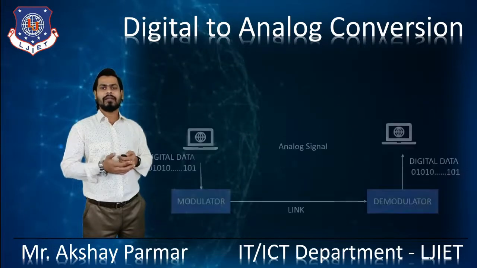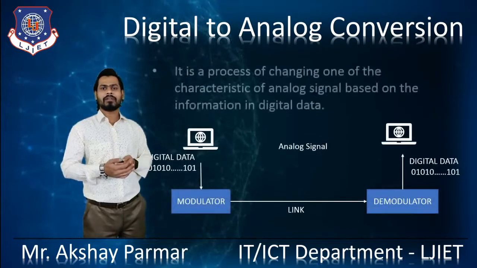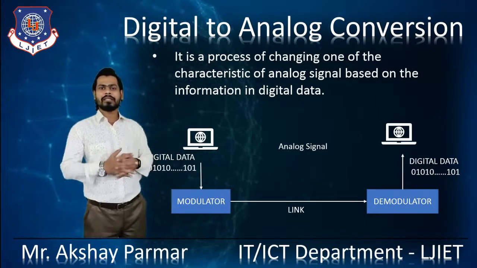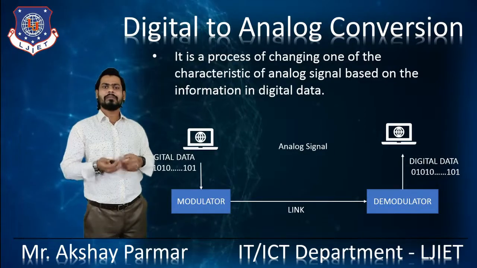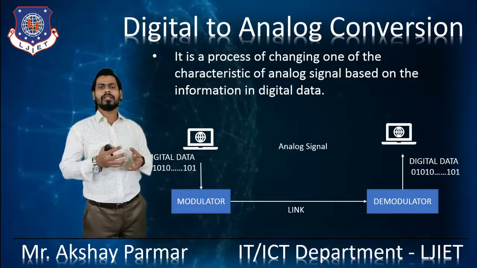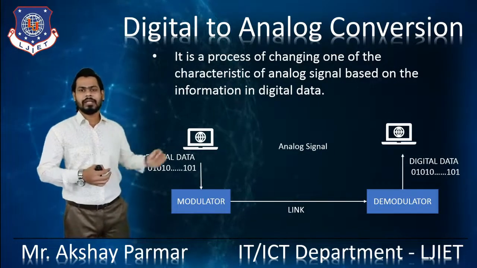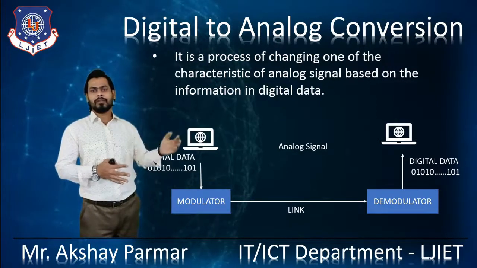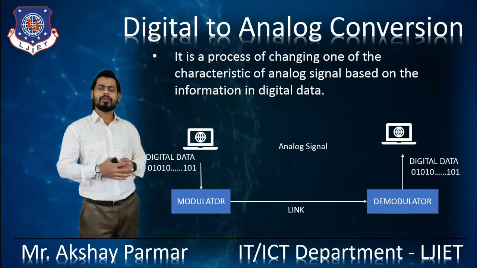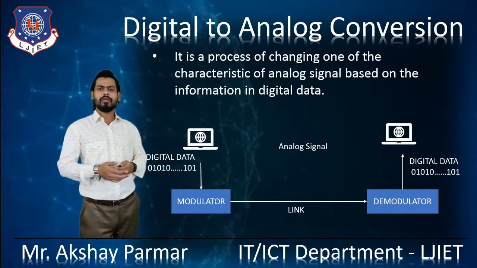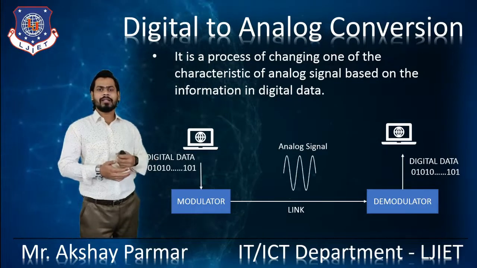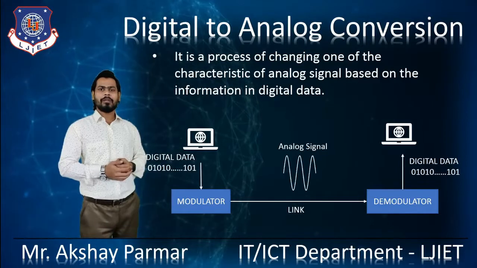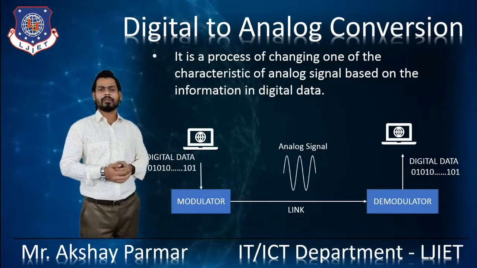So let's see why we are using digital to analog conversion. It is the process of changing one of the characteristics of an analog signal based on the information in the digital data. This is the sender, which is sending the digital data, the bit sequence. It gives that digital data to the modulator. After that, the modulator will convert that digital data into an analog signal. So here we are going to learn about digital to analog conversion.